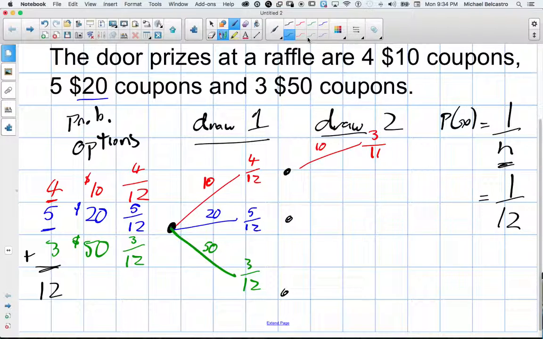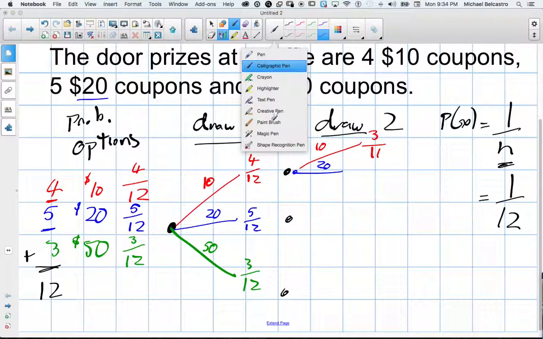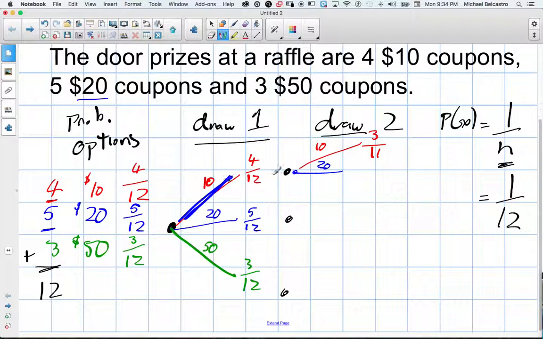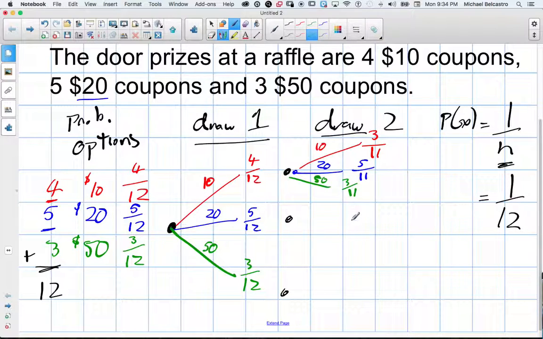The same idea happens here with the $20. There are still 5 of those, because in our first draw, we're still in this route here. In our first draw, we didn't take one of them, so there's still a 5. But again, there's no longer 12 tickets to choose from, so it's a 5 in 11 chance. And then the same idea for the $50. We didn't choose that in the first one, so there's a 3 in 11 chance.